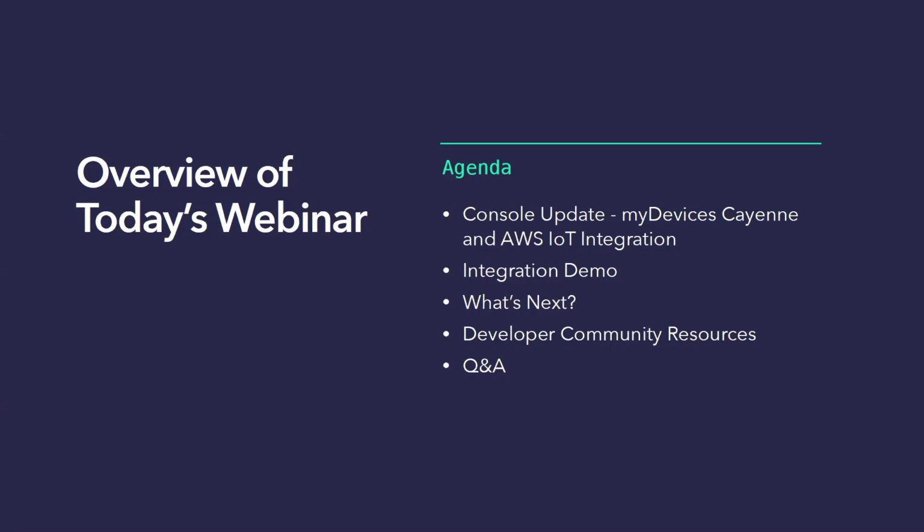And you may be wondering, great, I have a device on the network, what do I do next? This webinar is really intended to kick off a series that will detail what you can do with device data on the Helium network. To that end, we've added, as I mentioned, the myDevices Cayenne and AWS integration. I'll show you a quick demo on how to use these integrations to send data on these platforms. Afterwards, I'll talk about what's coming up next, what features to expect, and give you a chance to ask some questions.